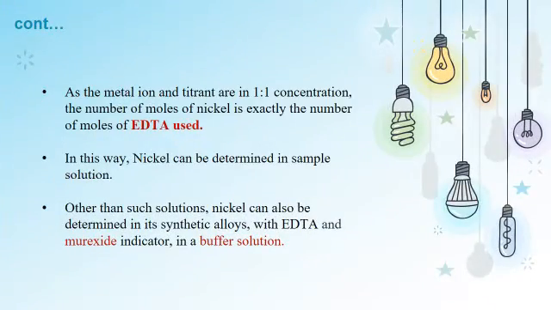As shown by the chemical equation, the metal ion and the titrant are in a 1:1 ratio. So the number of moles of nickel is exactly the number of moles of EDTA used. In this way we can determine the concentration of nickel in any sample solution. Other than these sample solutions, nickel can also be determined in its synthetic alloys with EDTA and murexide indicator in a buffer solution through complexometric titrations.